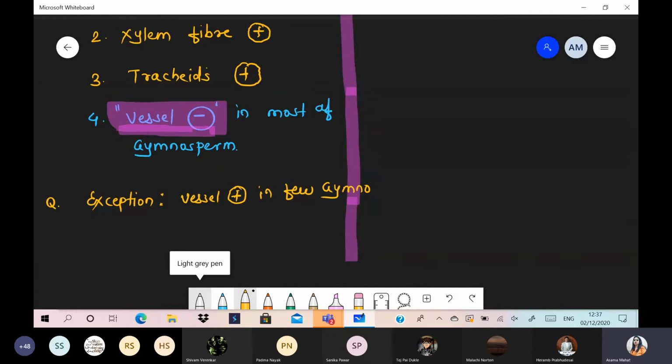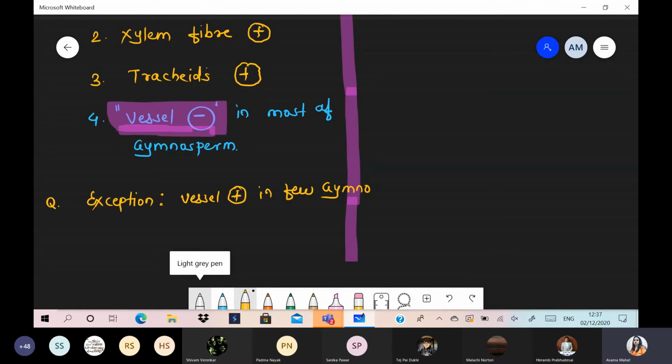Vessels basically are the most advanced pipeline for water conduction. Simply remember they are one pipeline. From the root up to the top of the plant, they circulate the water. They conduct the water. So vessels basically have a very porous structure. They are involved in the conduction of water. And vessels are a characteristic feature which is present in all angiosperms. But we are talking about some exception case, right?